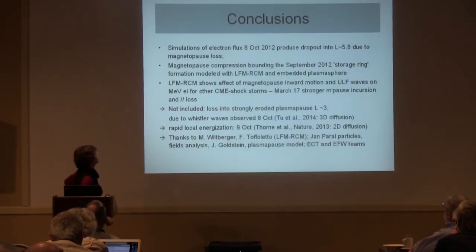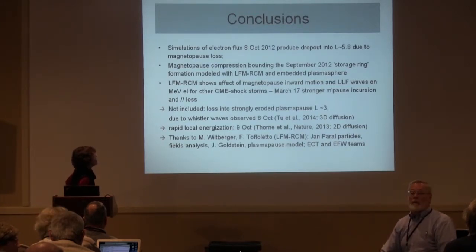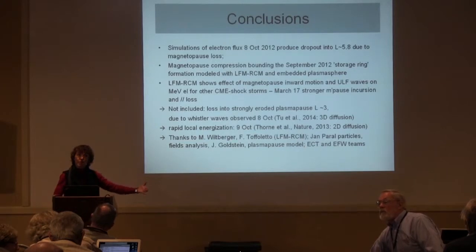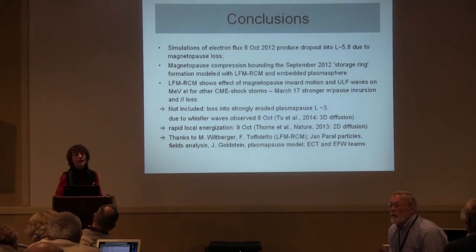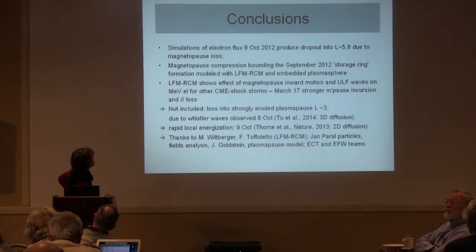Okay, so I'll just go on to my conclusions. We've done simulations of electron flux for the 8 October 2012 storm in detail, and seen reproduced dropout into L equals 5.8. We do not produce dropout all the way into the plasmapause. And so there, clearly, the higher frequency waves that our model doesn't include, the chorus waves and EMIC waves, are playing a role just outside the plasmapause.